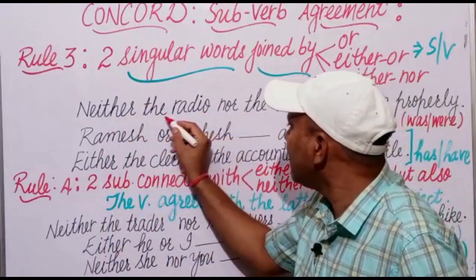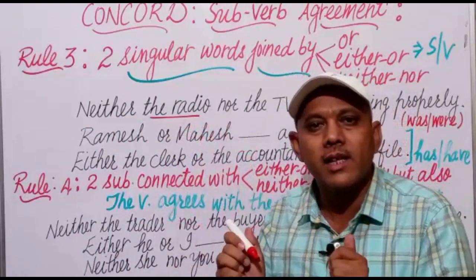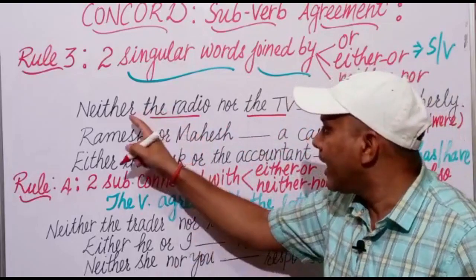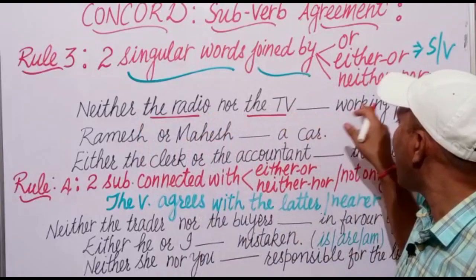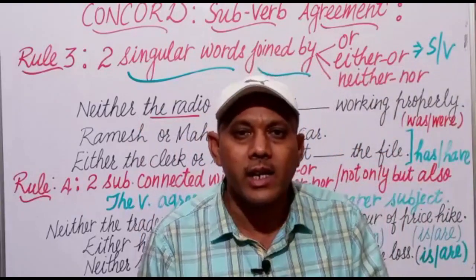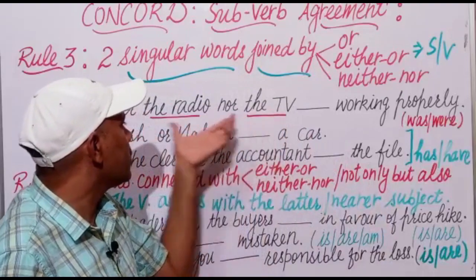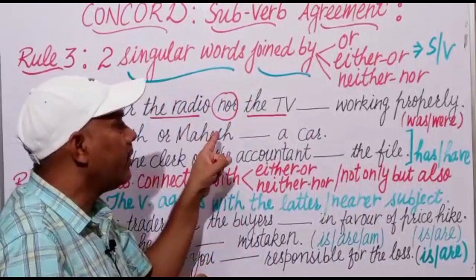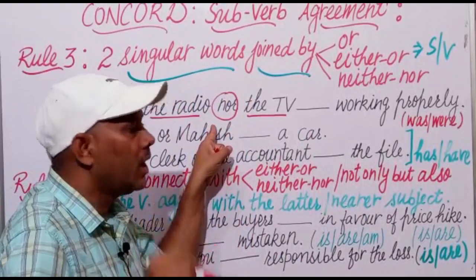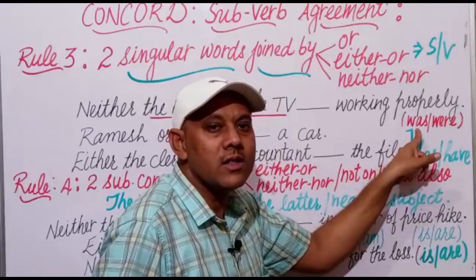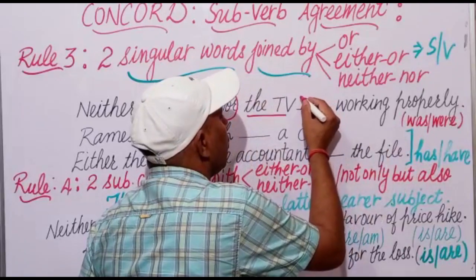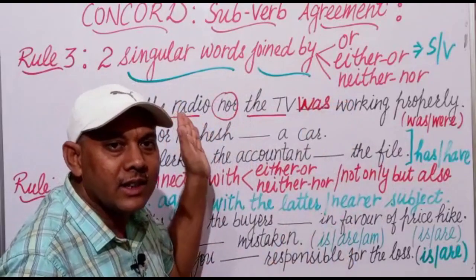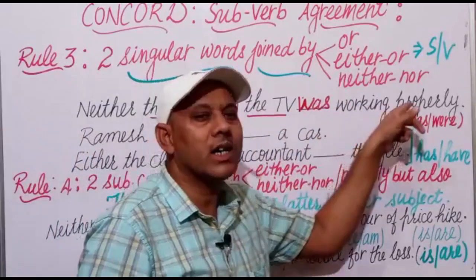Here, neither the radio is a singular noun, a singular subject. Again, the TV is also a singular subject. Neither the radio nor the TV dash working properly. Here, the two singular subjects are joined by nor. As per rule 3, they will take a singular verb. For example, they will take was after them, was working properly. Neither the radio nor the TV was working properly.